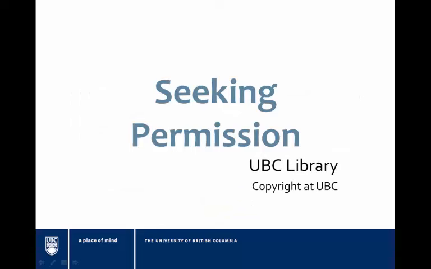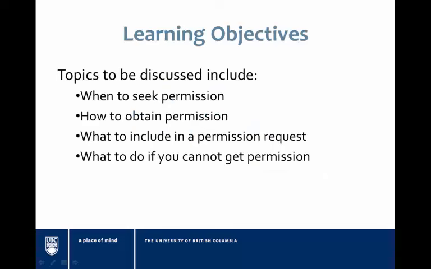Seeking Permission is the fourth in a series of five videos. The purpose of this video is to introduce you to the process of obtaining copyright clearance for copyrighted materials that you would like to include in your Open Educational Resource Repository. In the slides that follow, we will discuss: 1. When you need to seek permission to include a resource in your repository. 2. How you can go about obtaining permission from copyright holders. 3. What you should include in any permission request. And 4. What to do if you are unable to get permission.